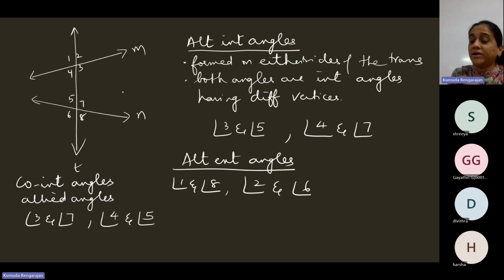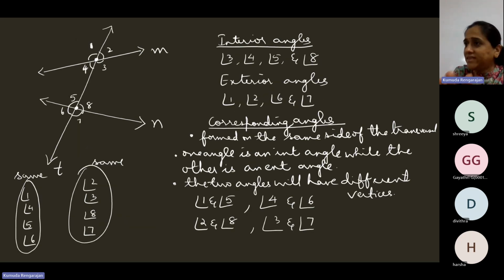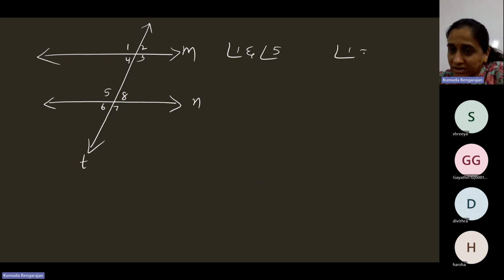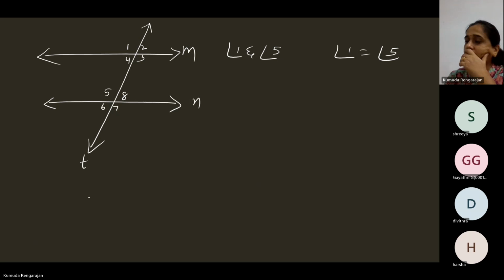Earlier we didn't say corresponding angles are equal. We only said that they are corresponding angles. When the lines are not parallel, they are corresponding angles, but they are not equal. But here, angle 1 and angle 5 are corresponding angles, and angle 1 is equal to angle 5. When lines are parallel, corresponding angles are equal. That's the difference.